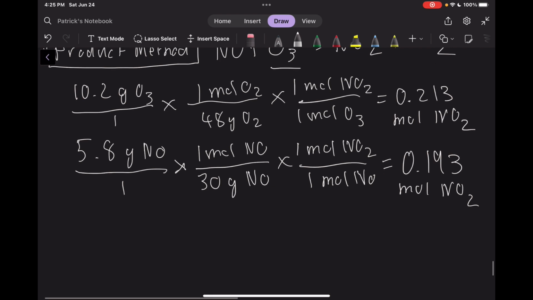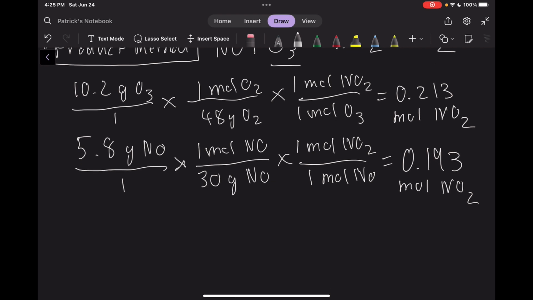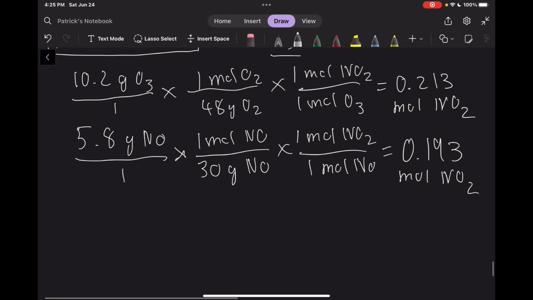Nitric oxide clearly produces fewer moles of product as compared to ozone, so we designate nitric oxide as our limiting reactant. That's our answer for part A.